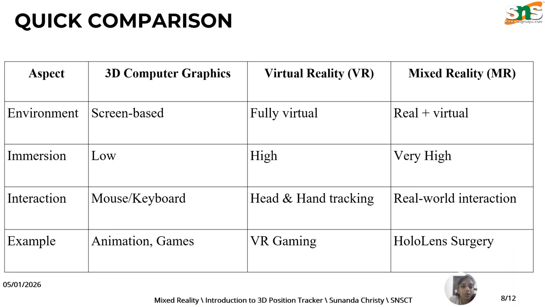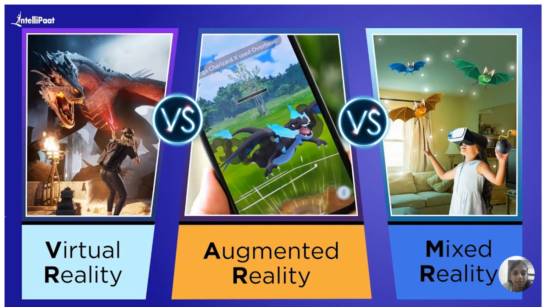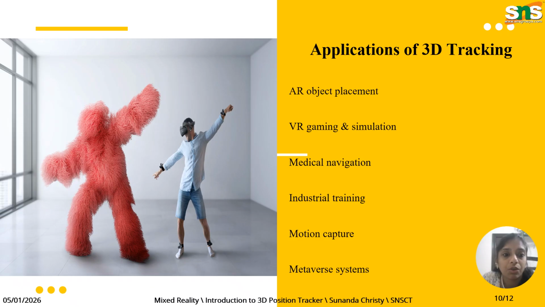This is a quick comparison of how 3D computer graphics, virtual reality and mixed reality take place. These are the applications of the 3D tracking: object placement, VR gaming and simulation. It is used in VR gaming, and 3D tracking is also used in medical navigation. It is mainly used in metaverse systems also.